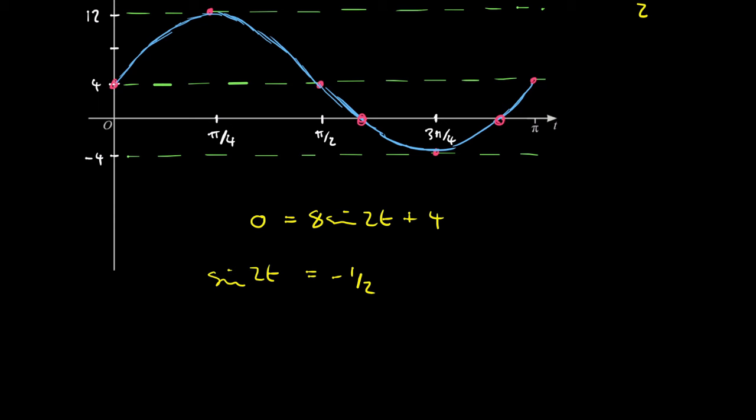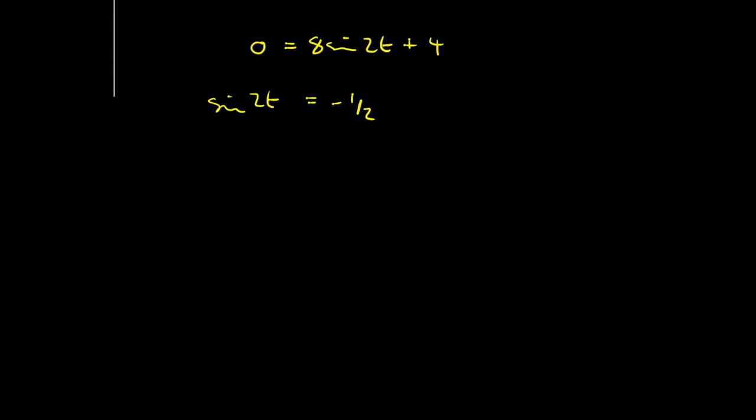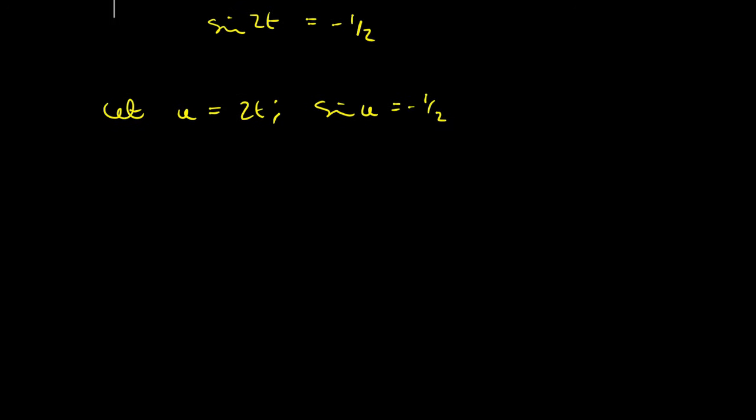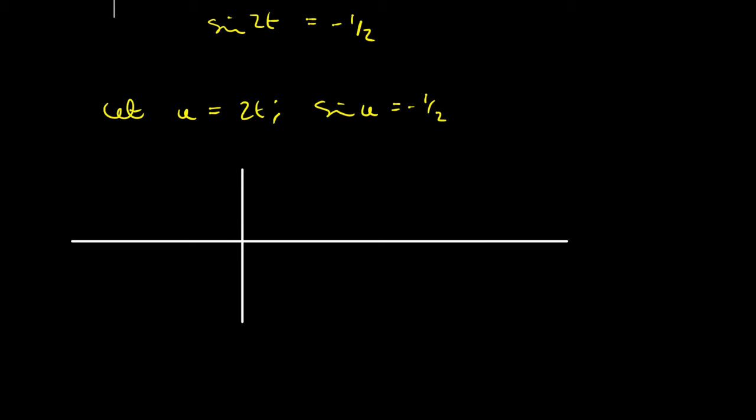What's the best way for me to do this, I suppose? I'll do a quick substitution, I think. Let u equal 2t. So sine u is equal to negative a half. If I was to draw the graph of the sine wave very quickly, or I could use the quadrant method here, perhaps. That might have been better. I'll draw the graph, never mind.